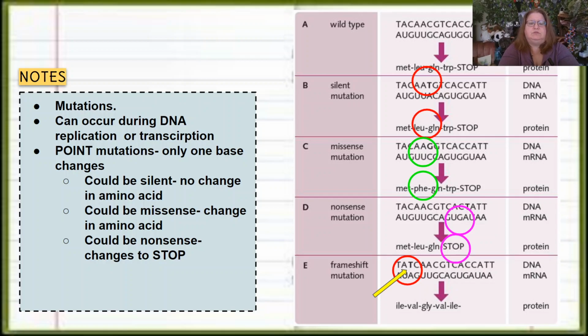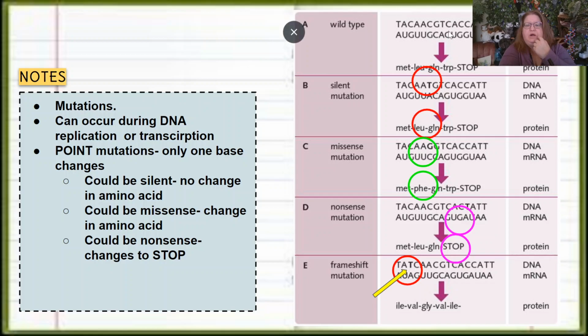So point mutations are where we only have one base affected. And so naturally we see it as a point in the DNA. These can also be called substitutions, and usually what we're talking about is substituting just one base pair or one nucleotide. So let's take a look at these.